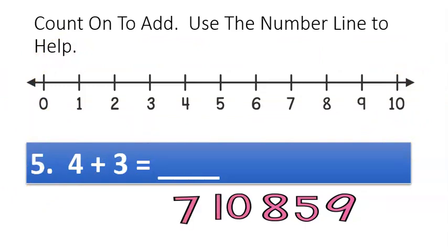Now, keep looking at your screen, boys and girls. Here we have 4 plus 3 equals blank. Now, we're going to use our number line again. Boys and girls, what number are we going to start at? What number?